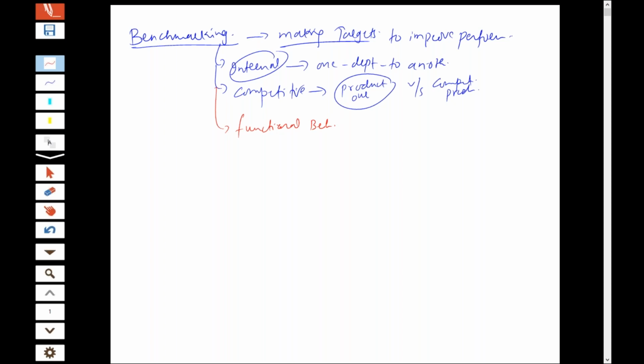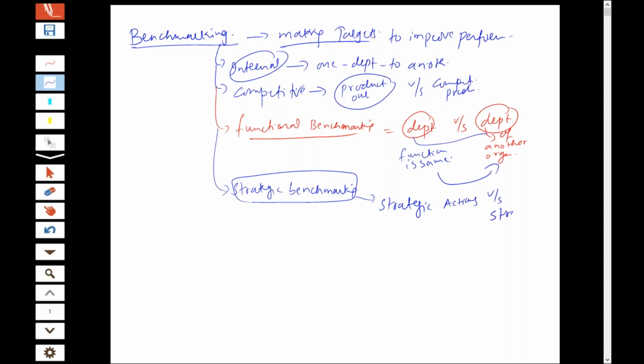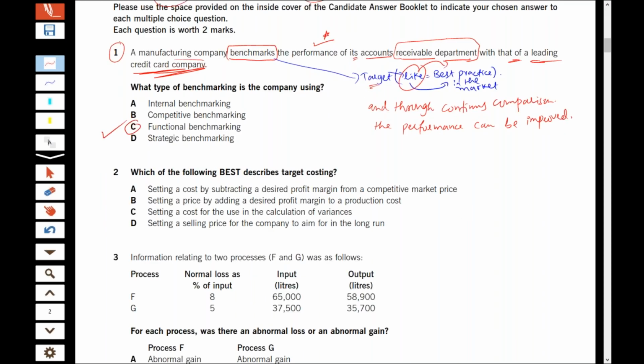But what is functional benchmarking? Functional benchmarking means department versus department of another organization. That is, the function is the same, but the organization is different. So this is functional benchmarking, okay? And what is strategic benchmarking? Strategic benchmarking involves strategic actions versus strategic actions. This one is the departmental thing, so that is why it's functional benchmarking, okay?